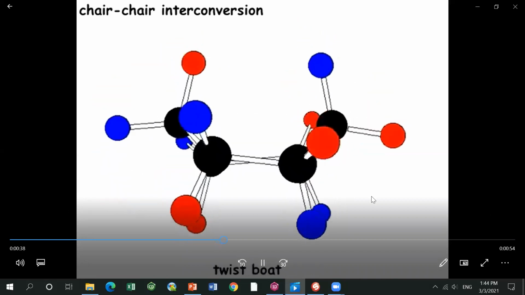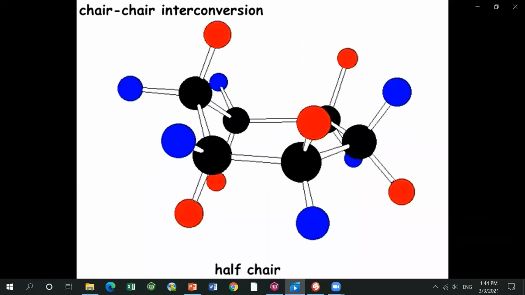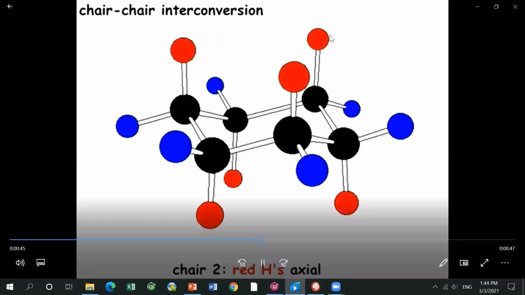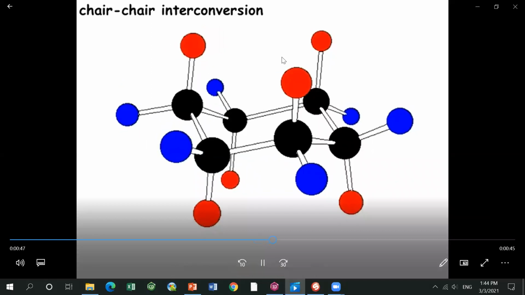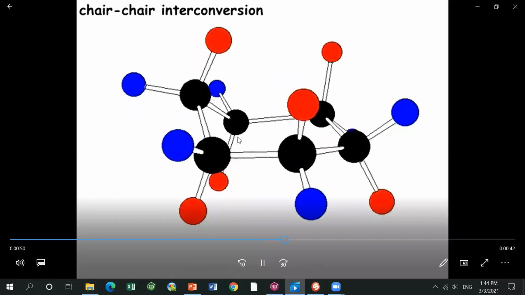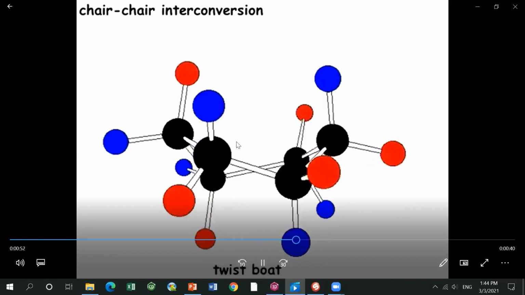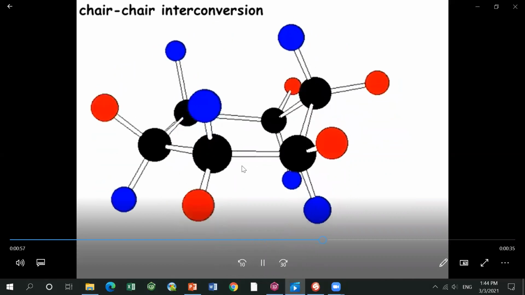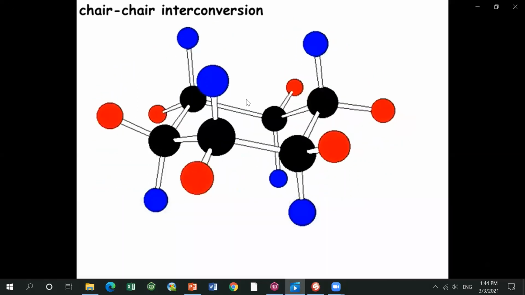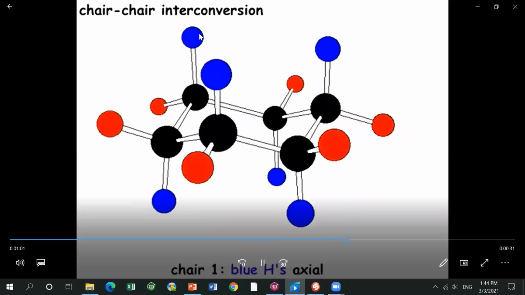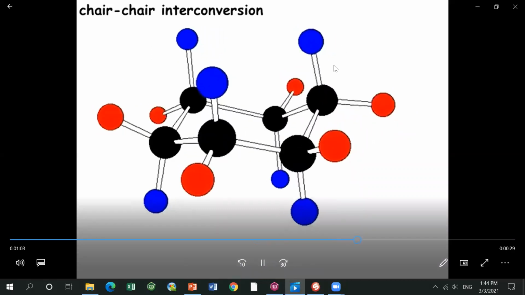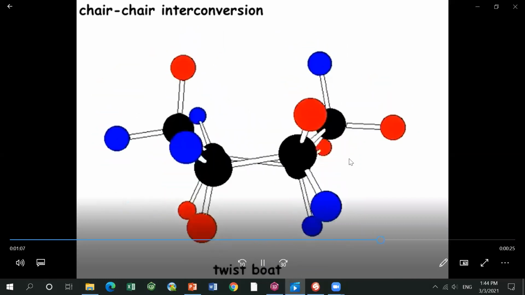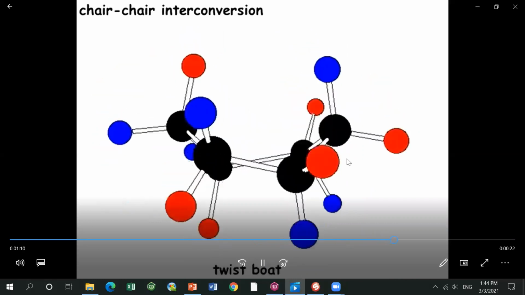Then they ring flip again, generating a half chair, and then a new chair conformation. So the red hydrogen becomes axial and the blue one becomes equatorial. Now we do it again: the boat, twist boat, and eventually the new chair conformation, where the blue hydrogen becomes axial and the red one becomes equatorial. Now it's doing the final round.